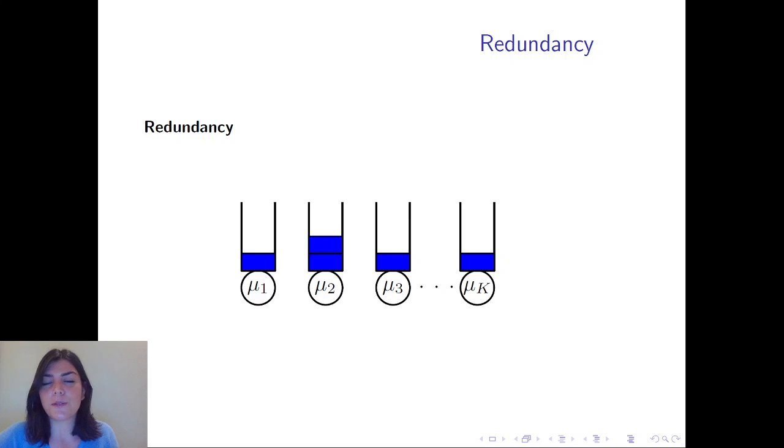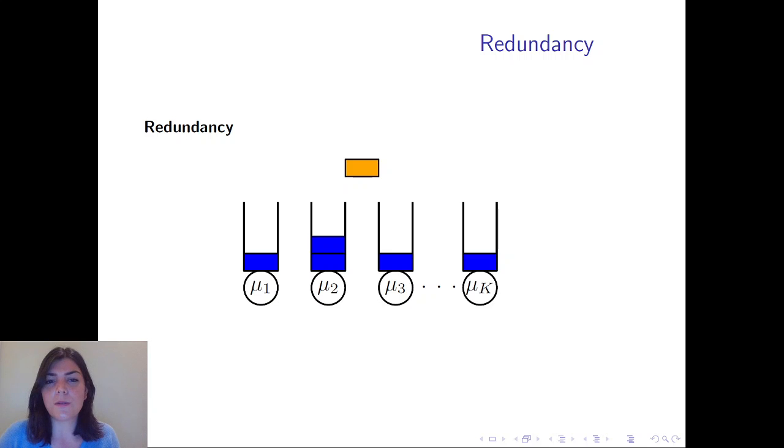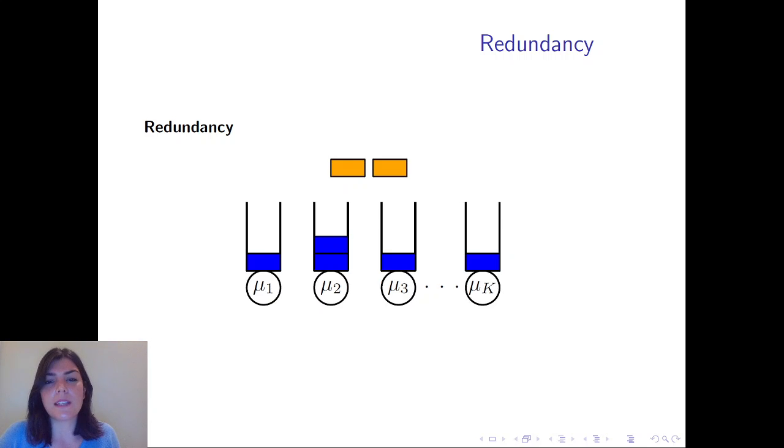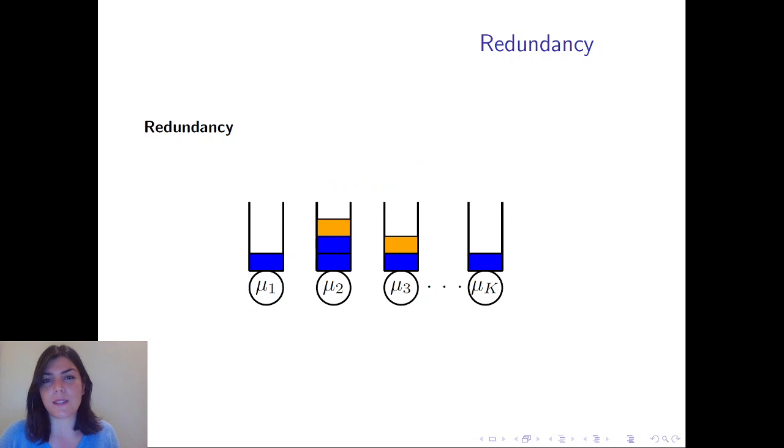So the main topic of today is redundancy, which is a load balancing technique implemented in computer clusters. The general notion of redundancy is that upon arrival, each job is going to make several copies of itself and is going to dispatch these copies into several servers in the system.